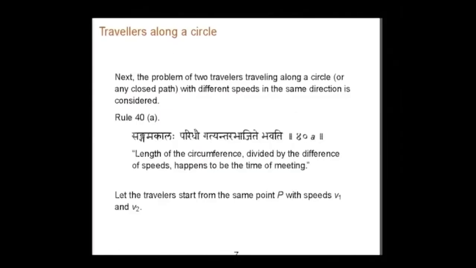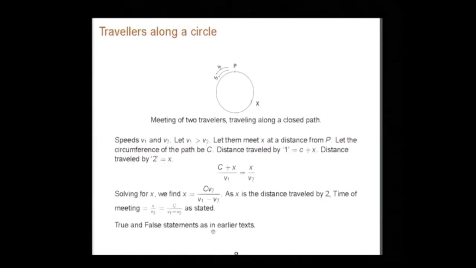Okay. Then traveling along a circle. Suppose two people are traveling in a circle like this. When do they meet? Suppose they start with different speeds v1 and v2, with v1 greater than v2, and let them meet at a distance x from P. That means the person traveling fast would have completed one circle and then some extra, and the second person will be meeting here. The distance travelled by the faster one is c plus x, and the distance travelled by the second is x. So c plus x by v1 is x by v2. Solving for x, we get x equal to c v2 by v1 minus v2, and the time of meeting is c by v1 minus v2.